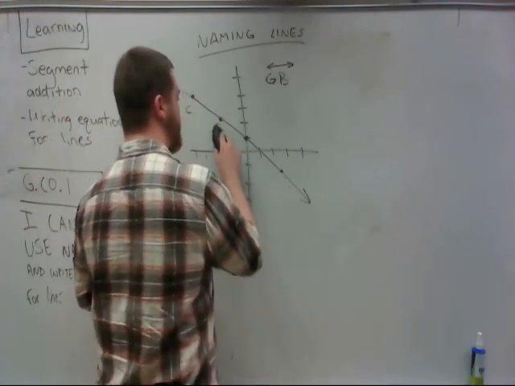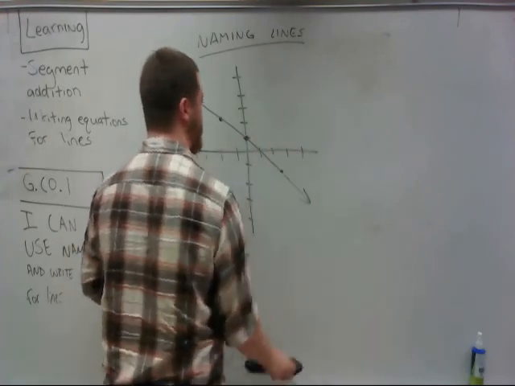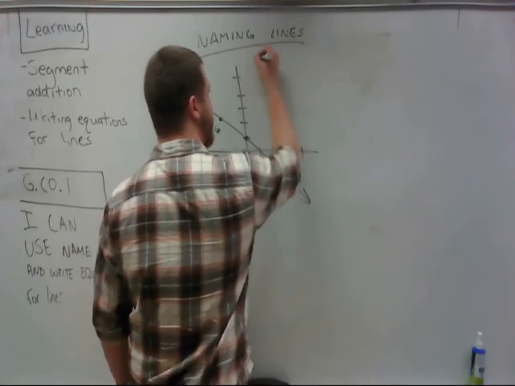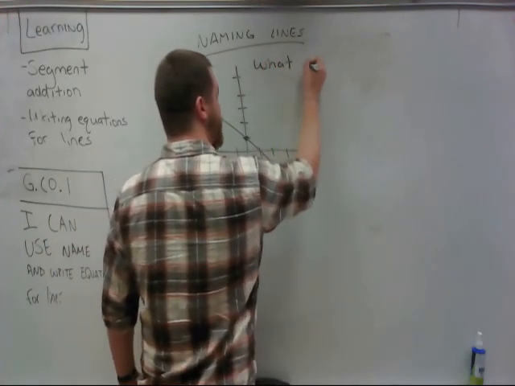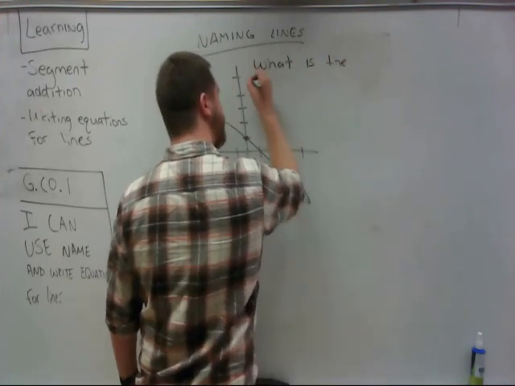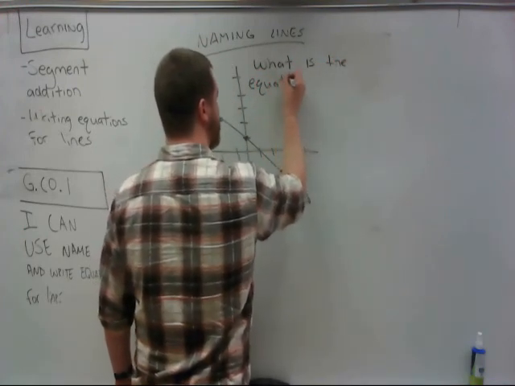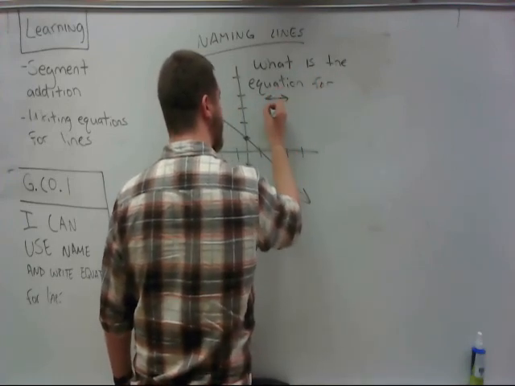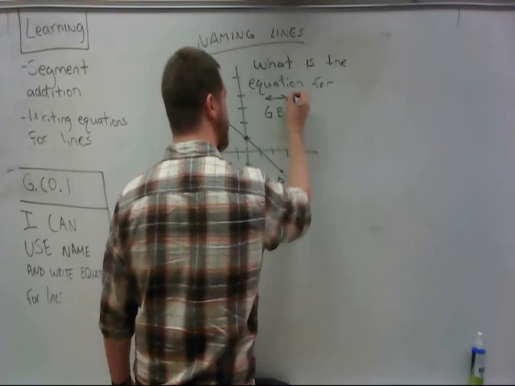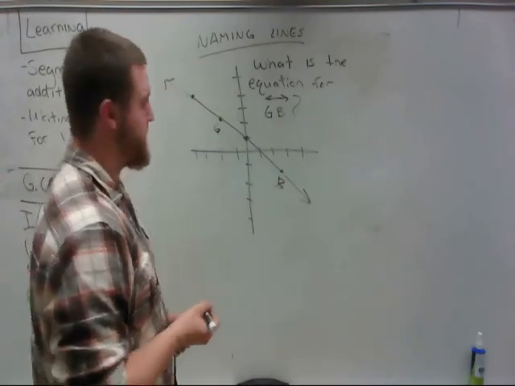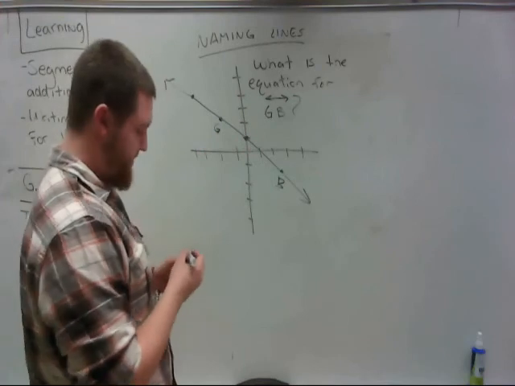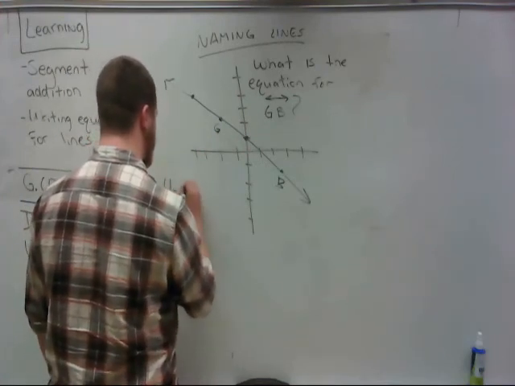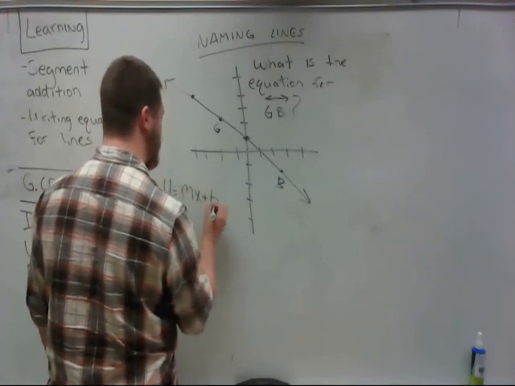Now, I want to know the equation for this line. We'll leave GB on there. So I say, what is the equation for line GB? Well, I know it's a line, because it's got the line notation, and I know what the equation for the line is. I told you last night. It is y equals mx plus b.